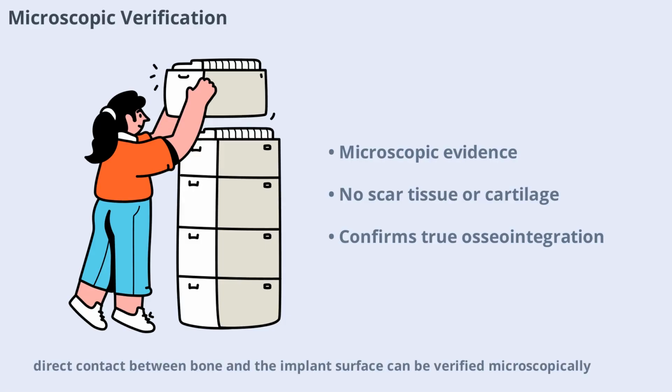One of the most compelling aspects of osseointegration is that the direct contact between bone and the implant surface can be verified microscopically. Under the microscope, there are no signs of scar tissue, cartilage, or ligament fibers between the bone and the implant. This microscopic evidence is crucial for confirming true osseointegration and differentiating it from other forms of implant integration, such as fibro-osseous integration, where soft tissues are present. This verification process helps clinicians ensure the long-term success of the implant.